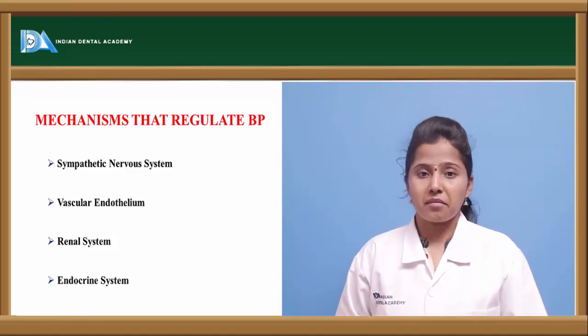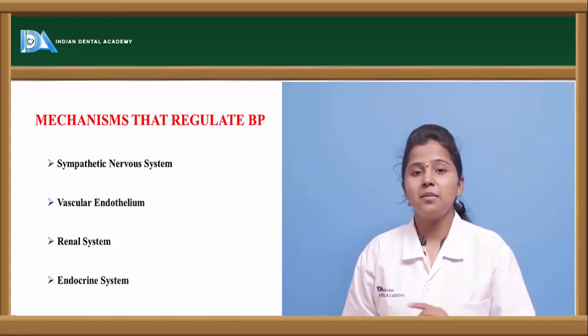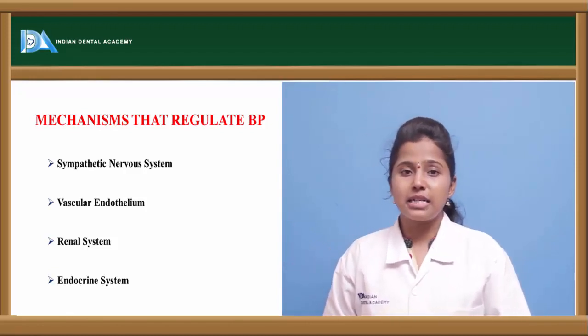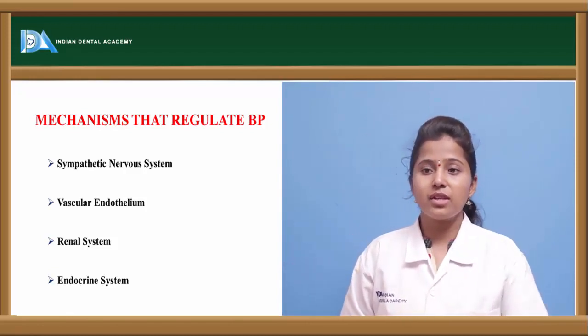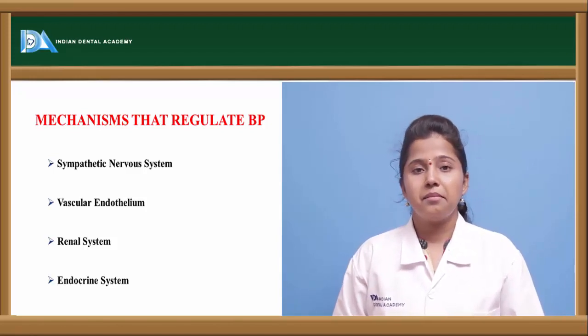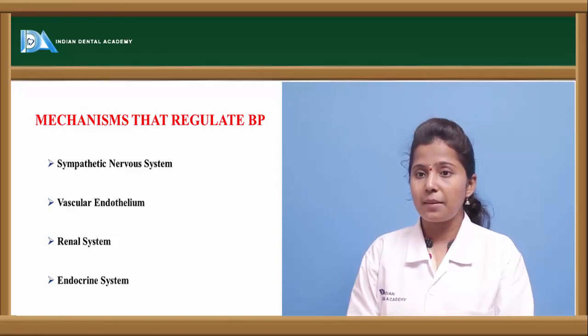And the renal system, because if there is any disturbance in the renal system, then there will definitely be an increase or decrease, or there may be fluctuations in the blood pressure. And the endocrine system, that is hormonal levels. If there are any fluctuations in the hormonal levels also, there may be fluctuations in the BP. So these are a few of the mechanisms by which blood pressure can be regulated.